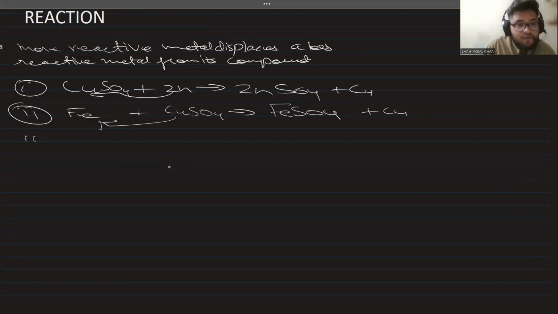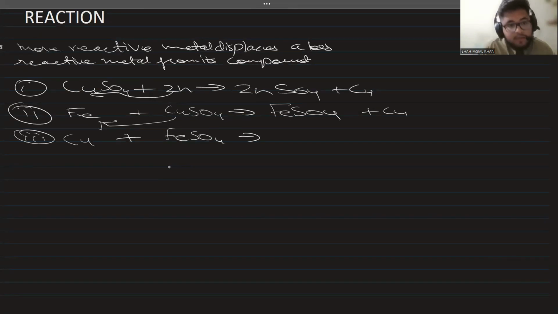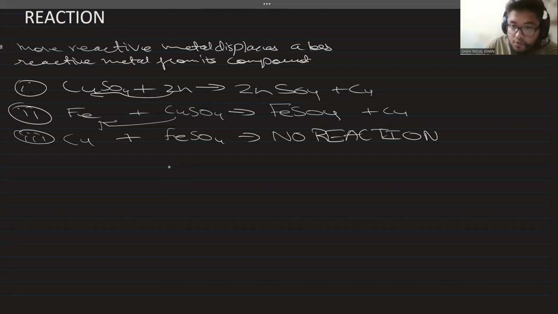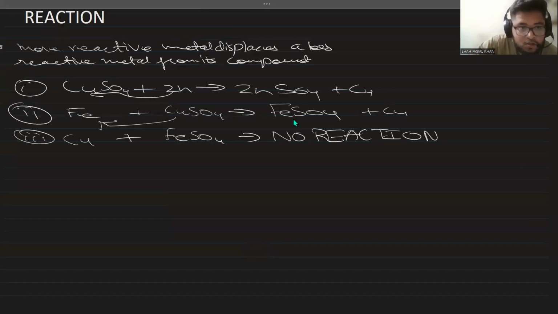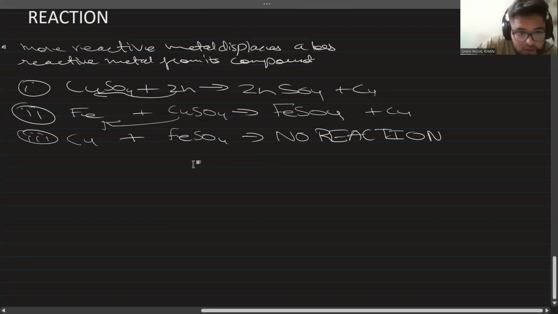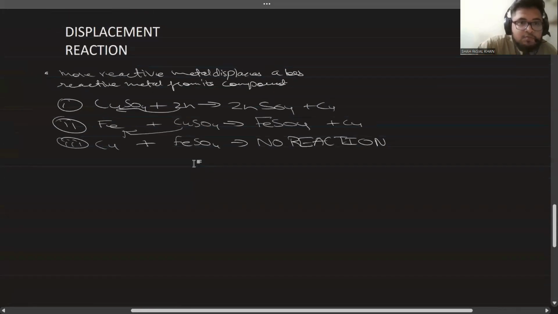But if we react copper with FeSO4, what will happen? No reaction will take place. Why? Because iron is already more reactive than copper. That's why no reaction will take place. That's the basic thing. These are the things which happen in the displacement reaction.